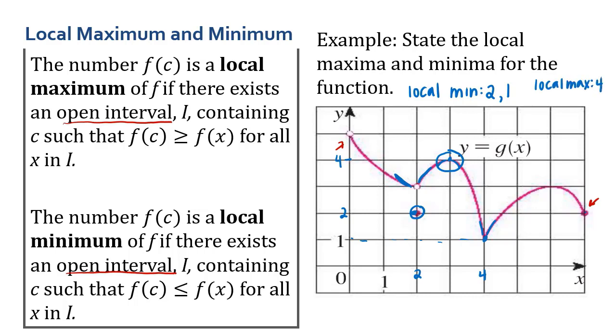And then it looks like we have another local maximum right here. And that occurs at y equals 3, because again, it's that vertical. So there's also a local maximum of 3. So again, those local maximums and minimums, when you're stating them, you're stating the y value. Where it occurs is the x value, but the y value is what those values are.